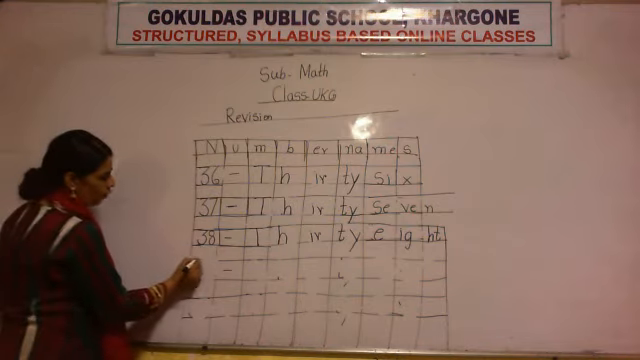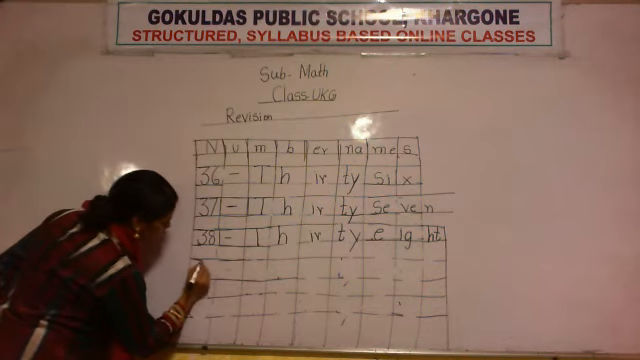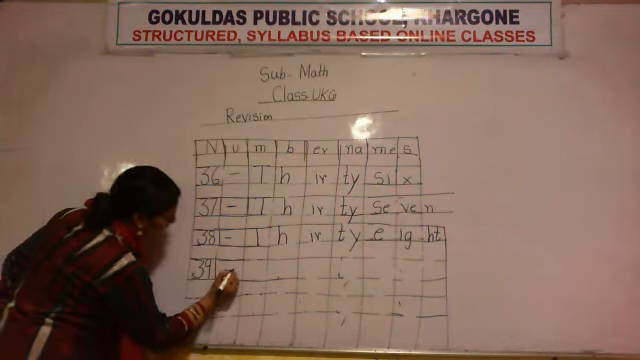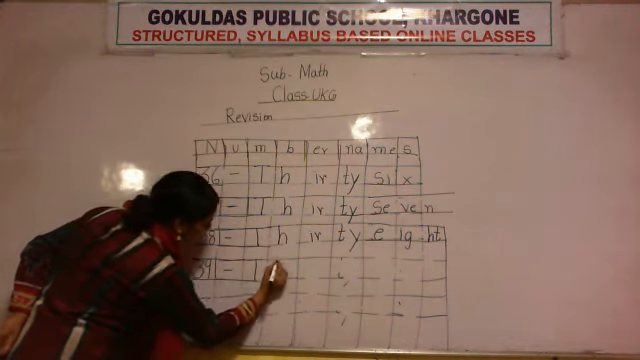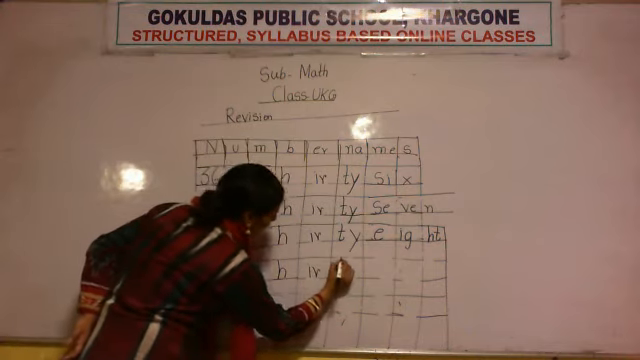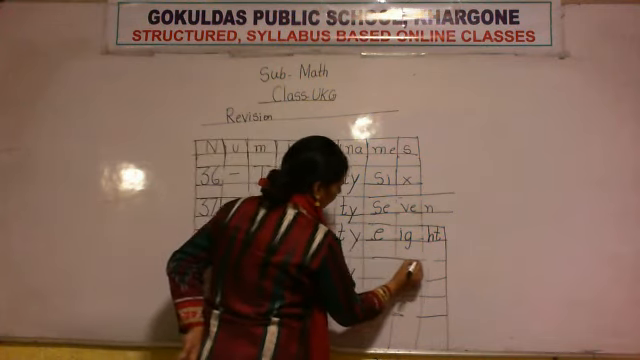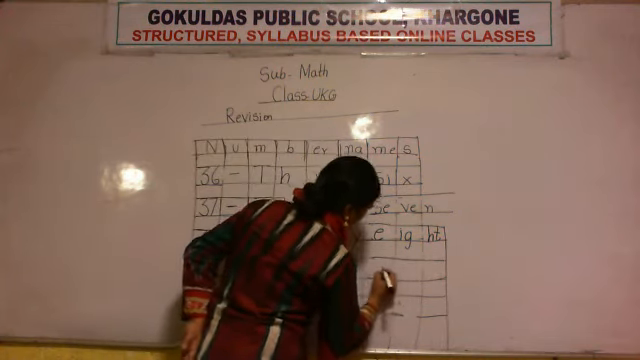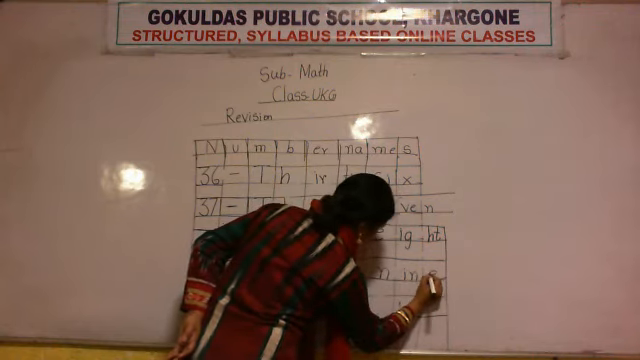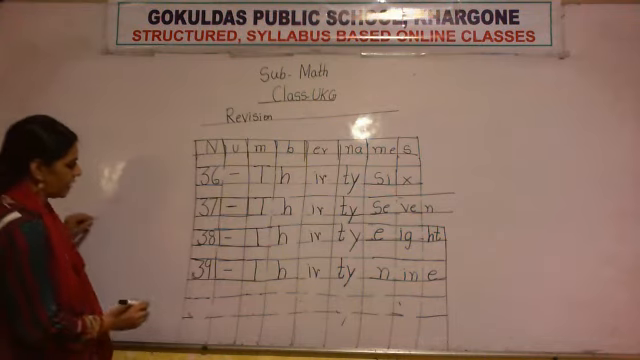Now once again give one column gap. Okay. So here you have to write spelling of 39. Okay. Spelling of 39. So THIRTY 30. And spelling of 9 is NINE 9. NINE 9. Okay, 39.